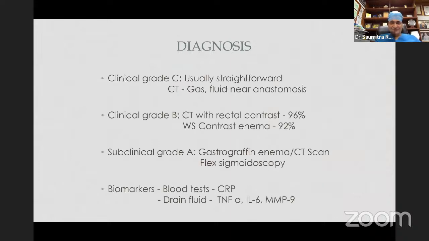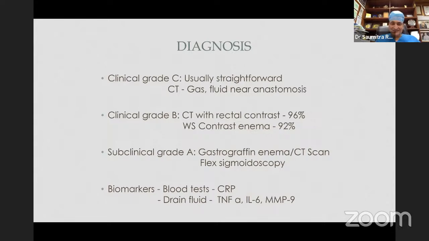So how to diagnose? Clinical grade C is straightforward. The patient will be symptomatic. You'll get a CT scan and there will be fluid near the anastomosis, and there will be gas as well. Similar in clinical grade B. In subclinical, the patient is clinically well and you do a test, as some surgeons do routinely, and then you find the leak.